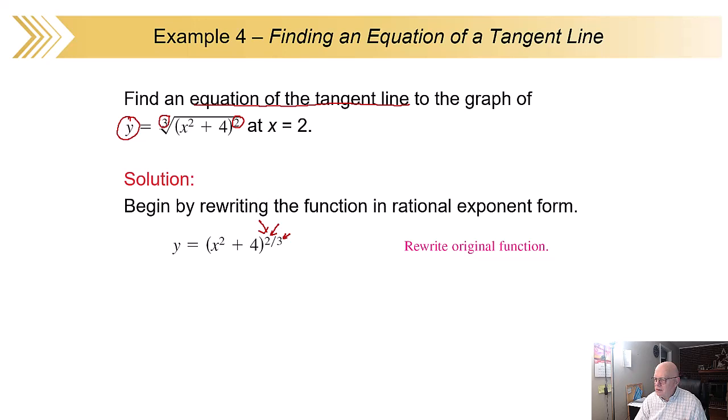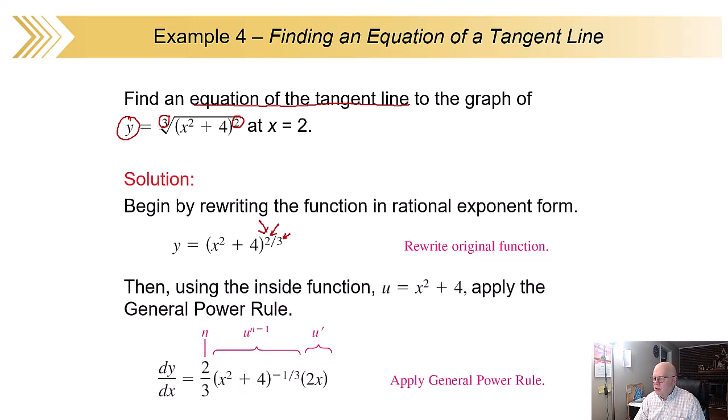We're fine. What's next? Well, start with the outside function. Bring that 2/3 out front. There's the 2/3. Take that 2/3 and subtract 1 from it. There's our new exponent for the x squared plus 4. And then, because what's inside is not just x, but a function, we take the derivative of the inside function. So that gives us the derivative.